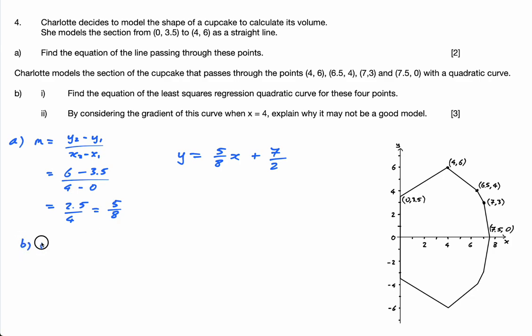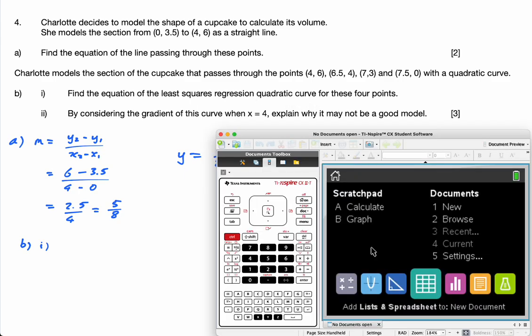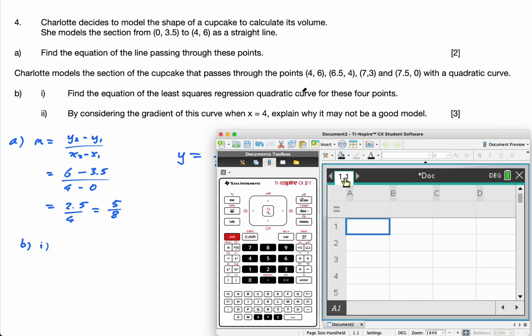Part B. Okay, Charlotte then models the section of the cupcake that passes through these 4 points with a quadratic curve. Find the equation of the least squares regression quadratic curve for these 4 points, right? That, believe it or not, is even easier once I have my calculator. So all I have to do is put in these points.